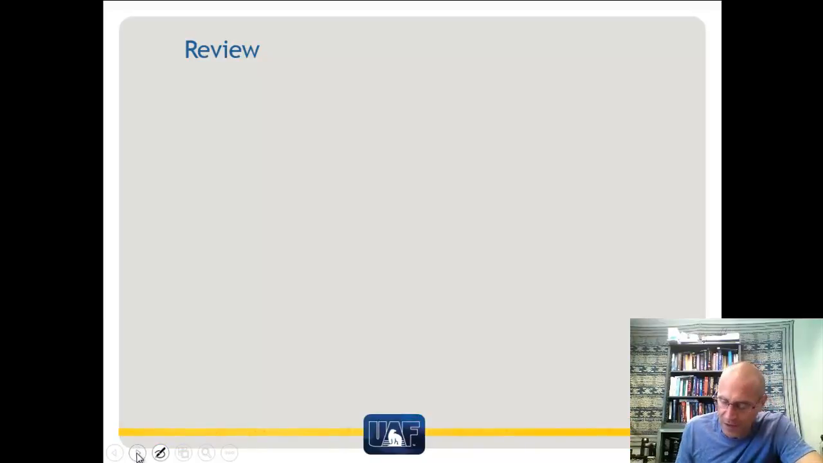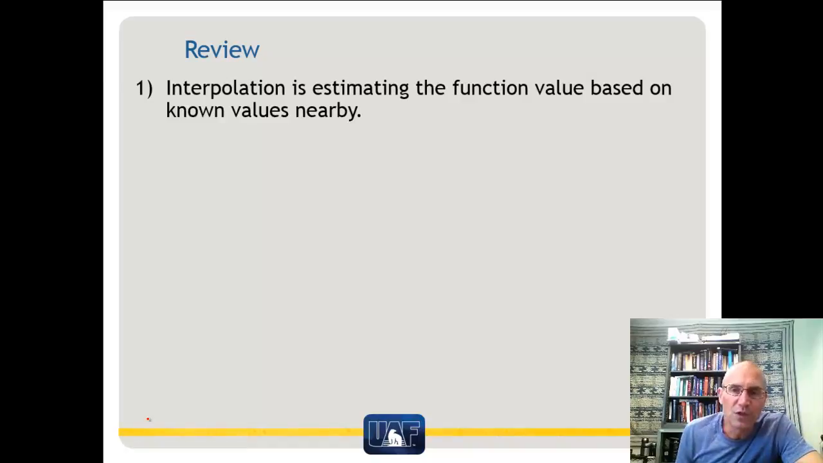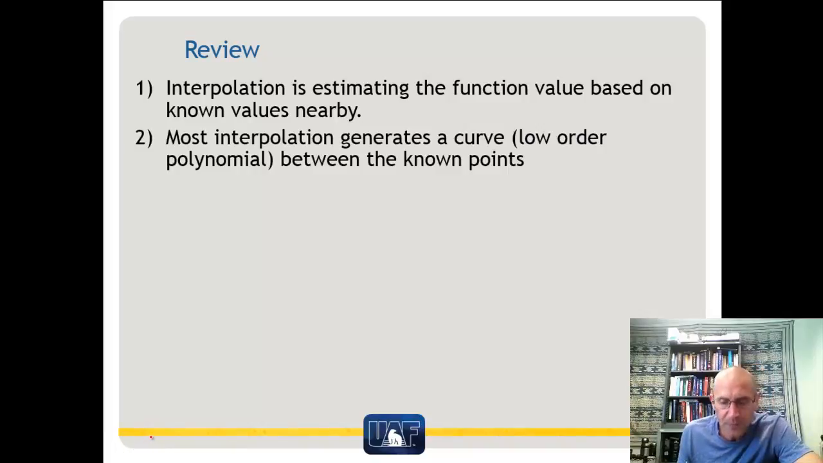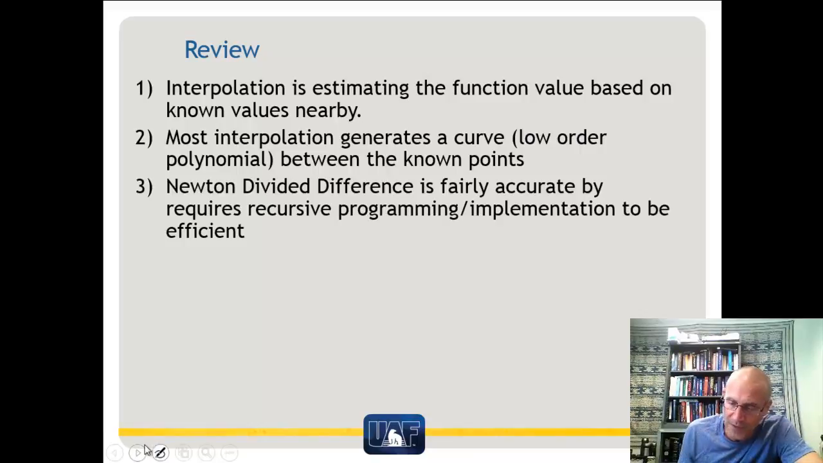This is sort of a long video. So first of all, we saw that interpolation is estimating a function value based on values that you know nearby. Most interpolation generates a curve, which is going to be some low-order polynomial, second or third order, between the known points that you have. We looked at Newton's divided difference. It's fairly accurate, but requires recursive programming to be implemented very efficiently.